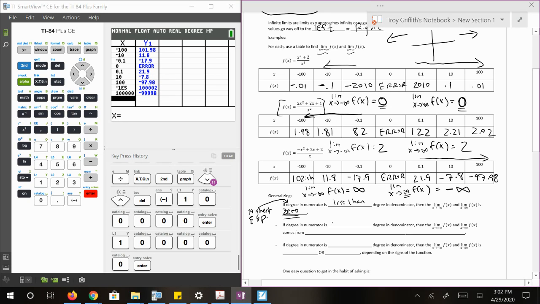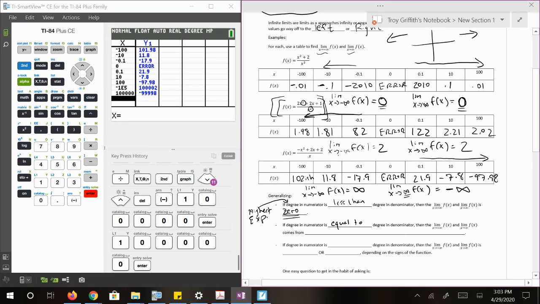Okay, we saw one scenario that was like this, and it came from this function here where the degree on the top was squared and the degree on the bottom was squared as well. Okay, well what happened here was when we approached negative infinity and positive infinity, we approached a y value of 2. Okay, it's important for us to understand where that number 2 is coming from.